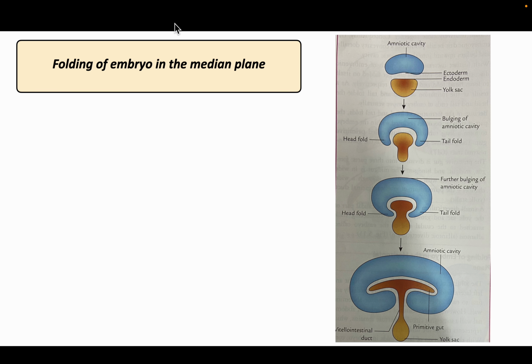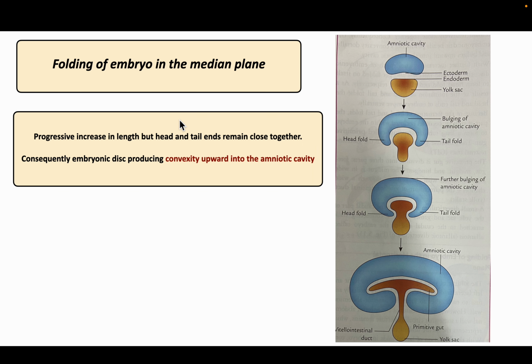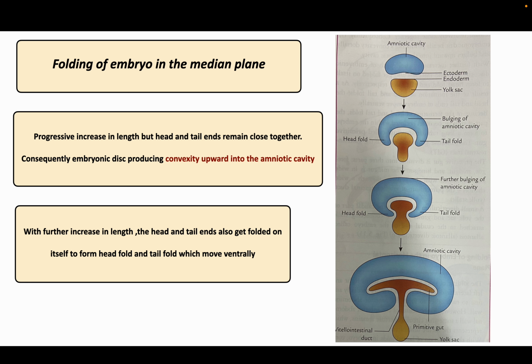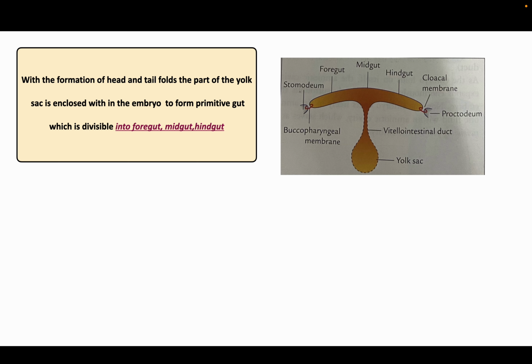Now the folding of the embryo in the median plane is due to a progressive increase in length, while the head and tail ends remain close together. Consequently, the embryonic disc produces a convexity upward into the amniotic cavity. With further increase in length, the head and tail ends also get folded on themselves to form the head fold and tail fold, which move ventrally.